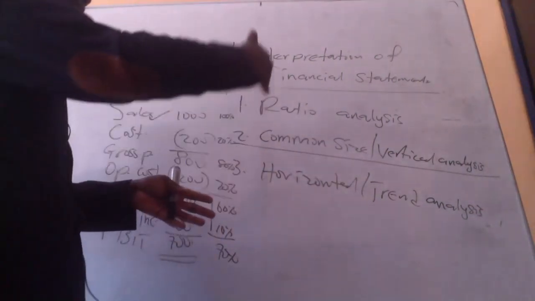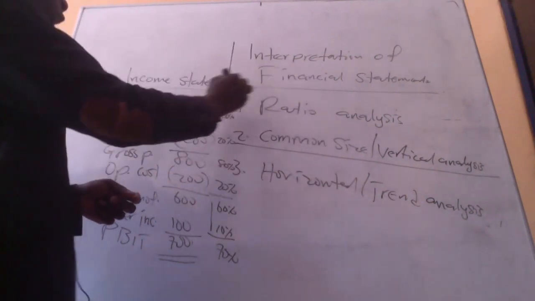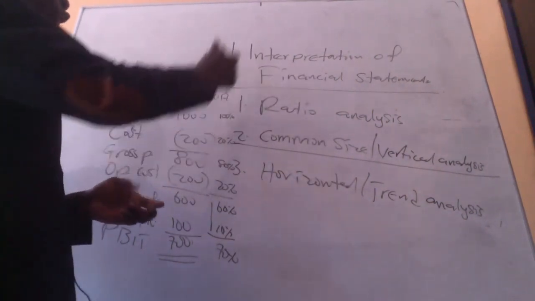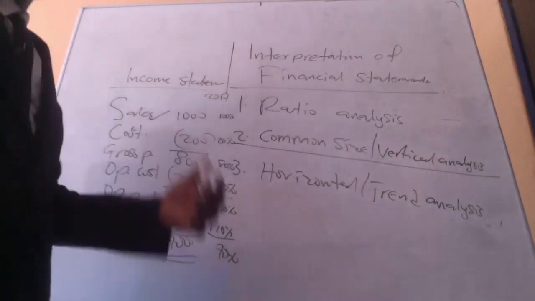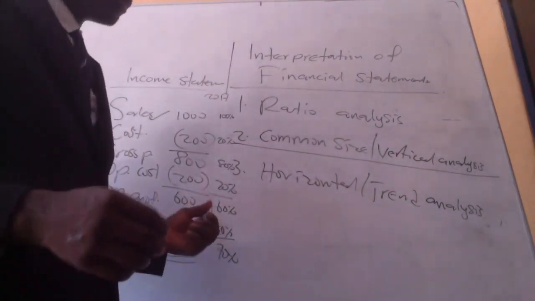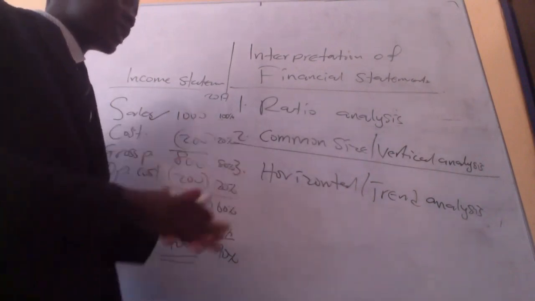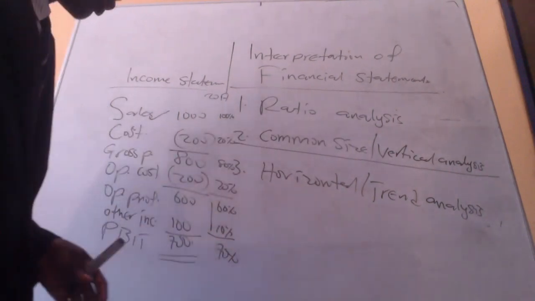So year by year analysis. Assuming this is 2017, do the same for 2018, and then you continue your comparison. I am done with the common size analysis. Thank you for being with me.